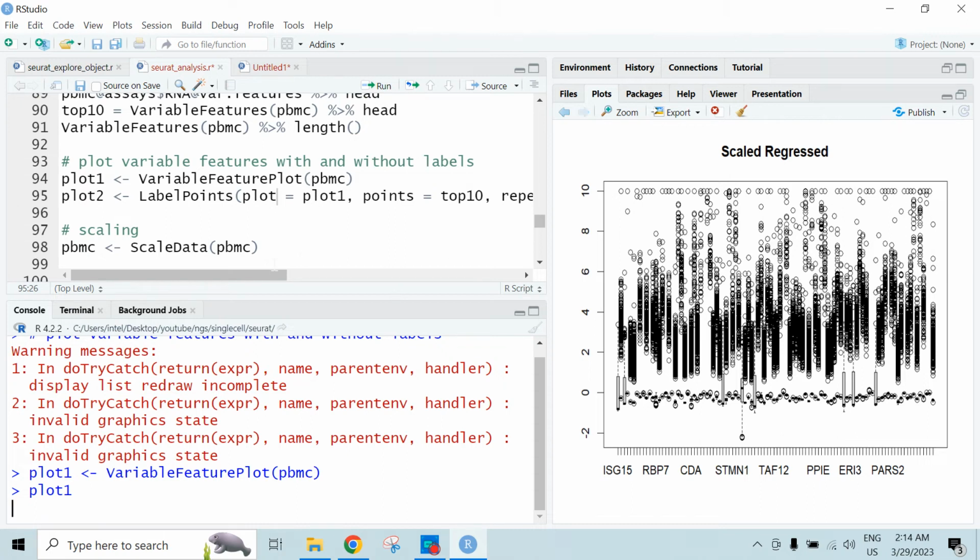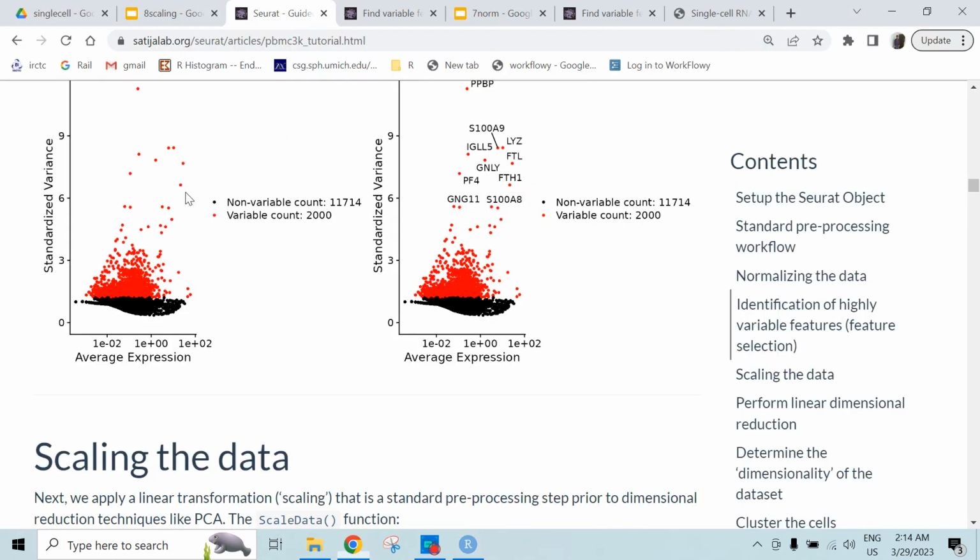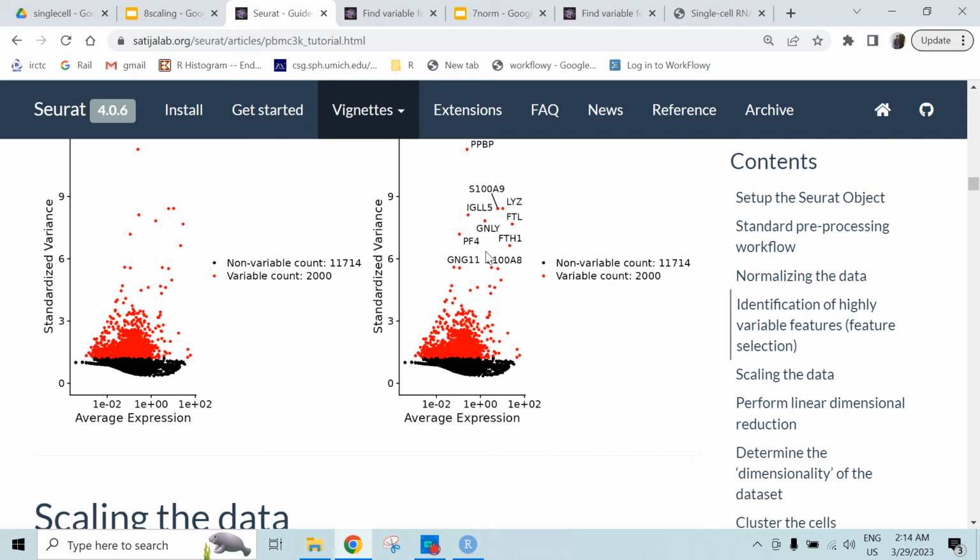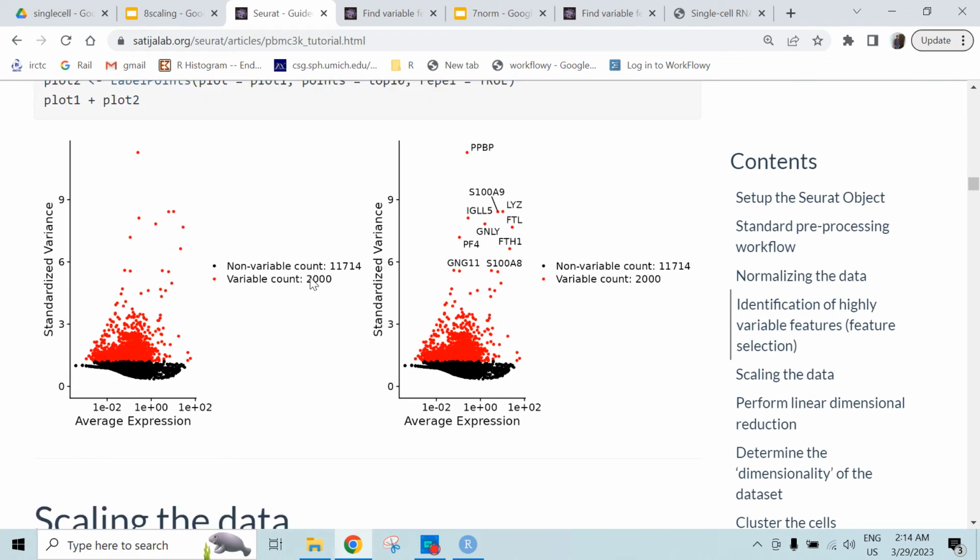Oh, I don't know why it is so slow. Okay, anyways, I will explain, let it run. So in this you will see that I am drawing this in the same plot, but here I am highlighting the top 10 genes.